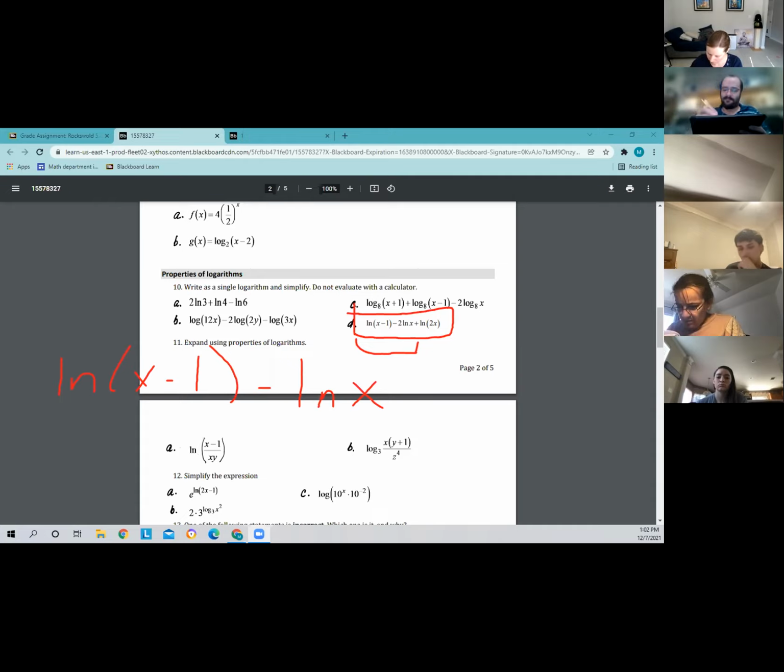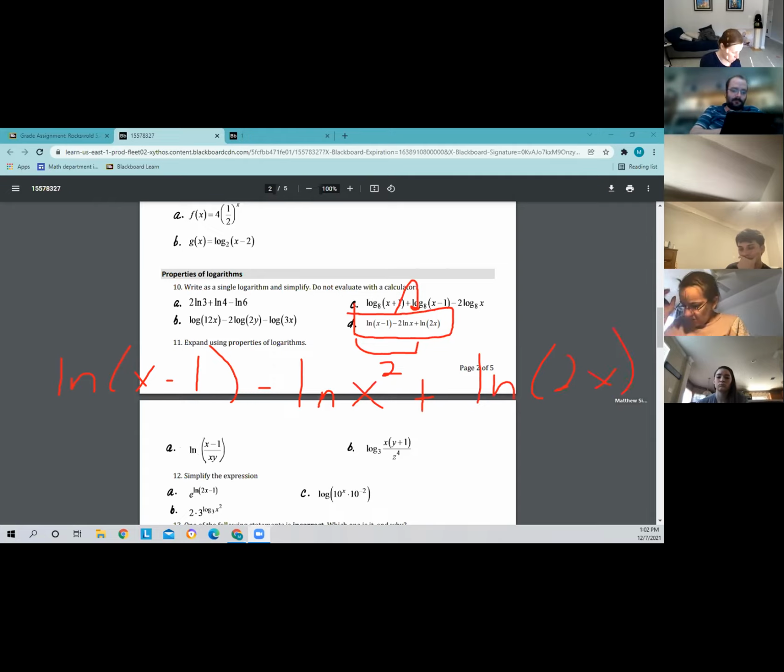Minus an x squared. You've got to have an x squared, right? So that 2 in front of the ln is going to become an exponent on that x. We're moving that thing inside the log as an exponent: minus ln of x squared, and then plus ln of 2x.